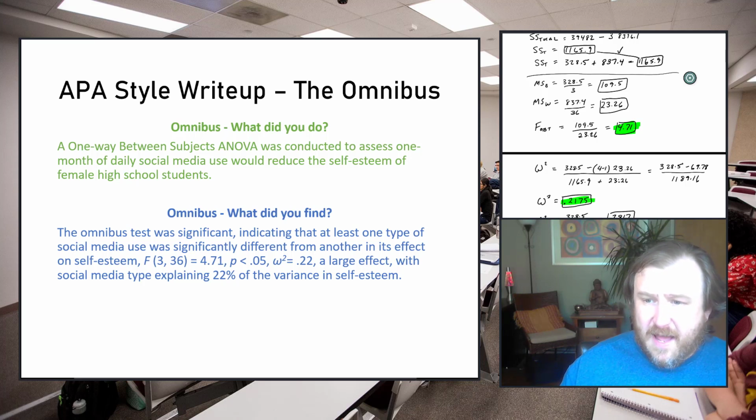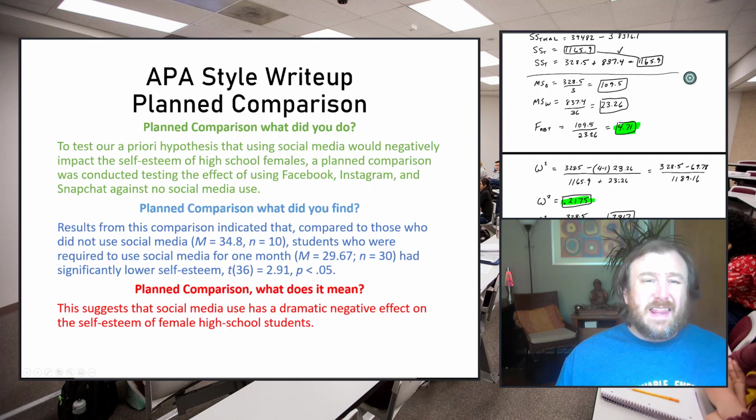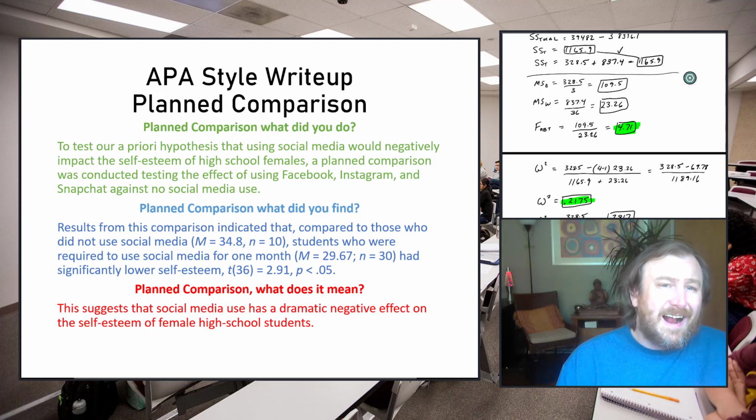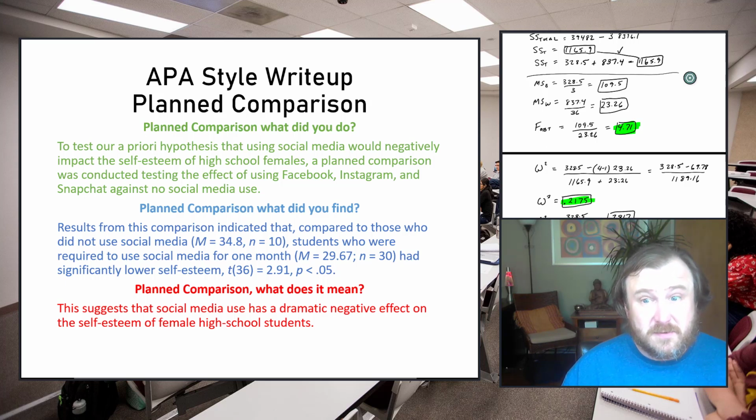Okay, so for the next part, this Omnibus test gave us confirmation that we need to investigate more. So we did a planned comparison first. And we say, to test our a priori hypothesis that using social media would negatively impact the self-esteem of high school females, a planned comparison was conducted, testing the effect of using Facebook, Instagram, and Snapchat against no social media use.